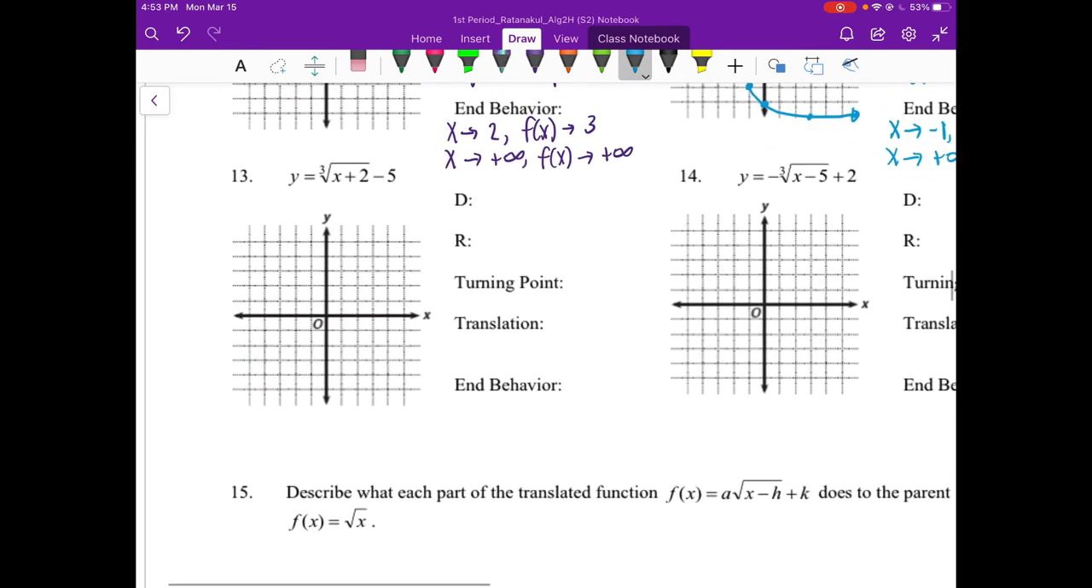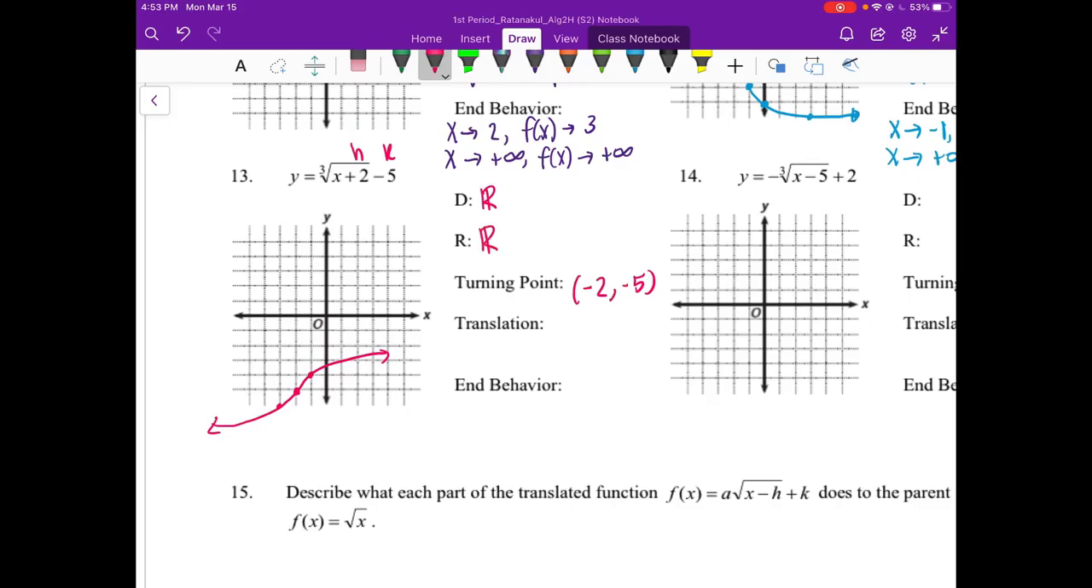13 and 14 are cube roots, so our graph will be S-shaped. We're still going to start with looking at our h and our k. Remember, h is opposite, so our turning point is negative 2, negative 5. This is a positive cube root, so I'm going to go up into the right one, down into the left one. I made a little positive line with my 3 points, and now I'm going to connect to make an S-shaped graph.